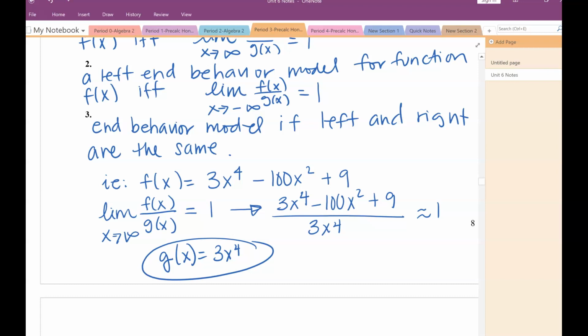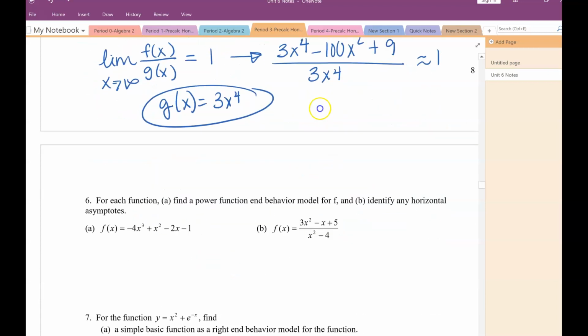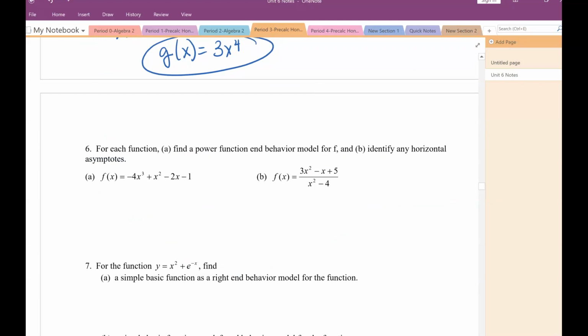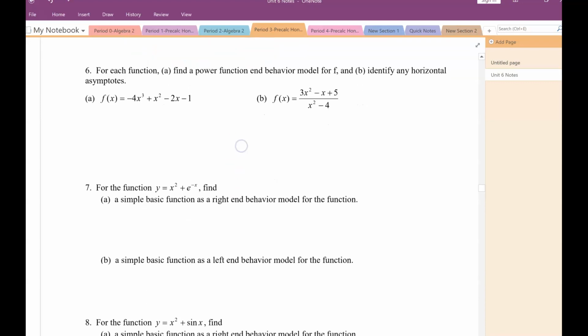Any questions on the end behavior? Okay, let's practice some more. For each function, find a power function end behavior model. Power function and end behavior model, by the way, they're exactly the same, okay? And then identify if you have any horizontal asymptote. 6a, first, end behavior. Do we have one?